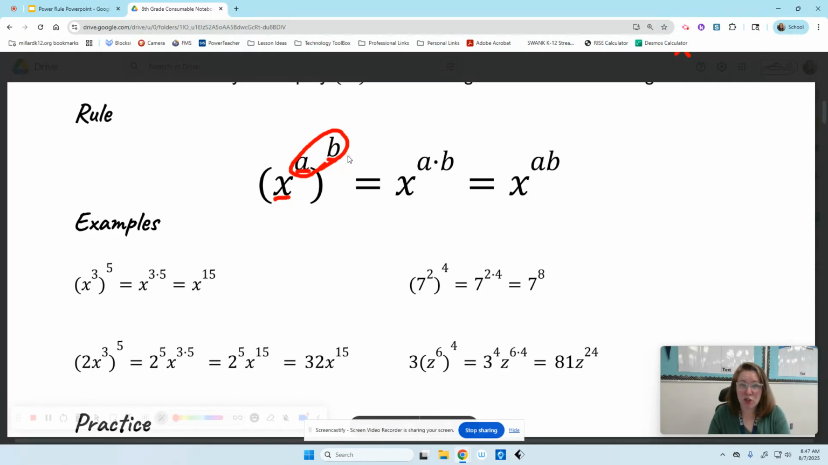There are some challenging things about this, so I'm going to go through the examples and show you, right? A times B. So our first one, nothing crazy here. 3 times 5 is 15. Now this one, the 7 is the base, and it has an exponent. So we just leave 7 alone. We literally only mess with the exponents. Just like here, we only messed with the exponents, okay? 4 times 2 is 8, so we left 7 alone, and it became an 8 up there.